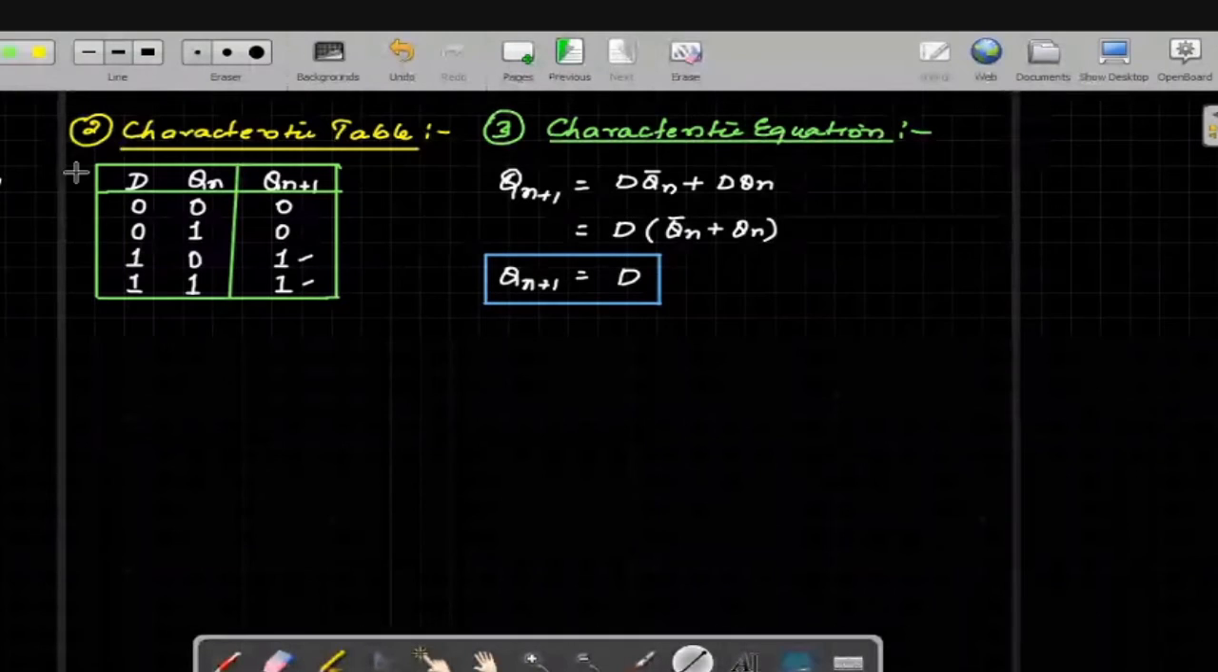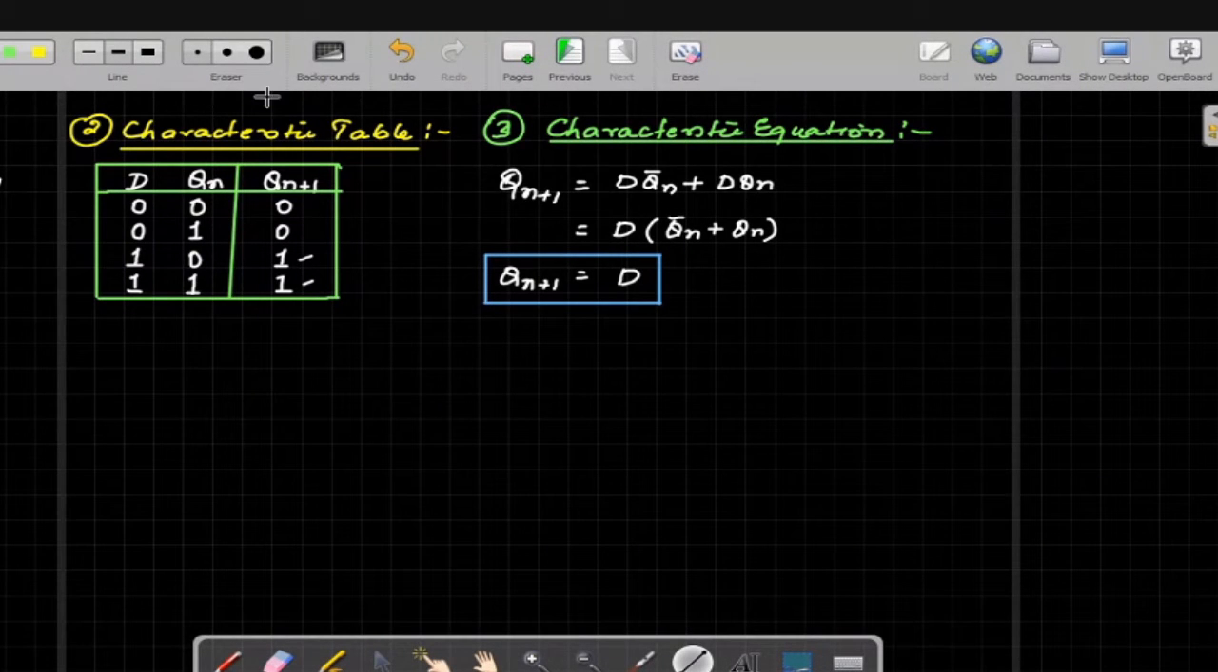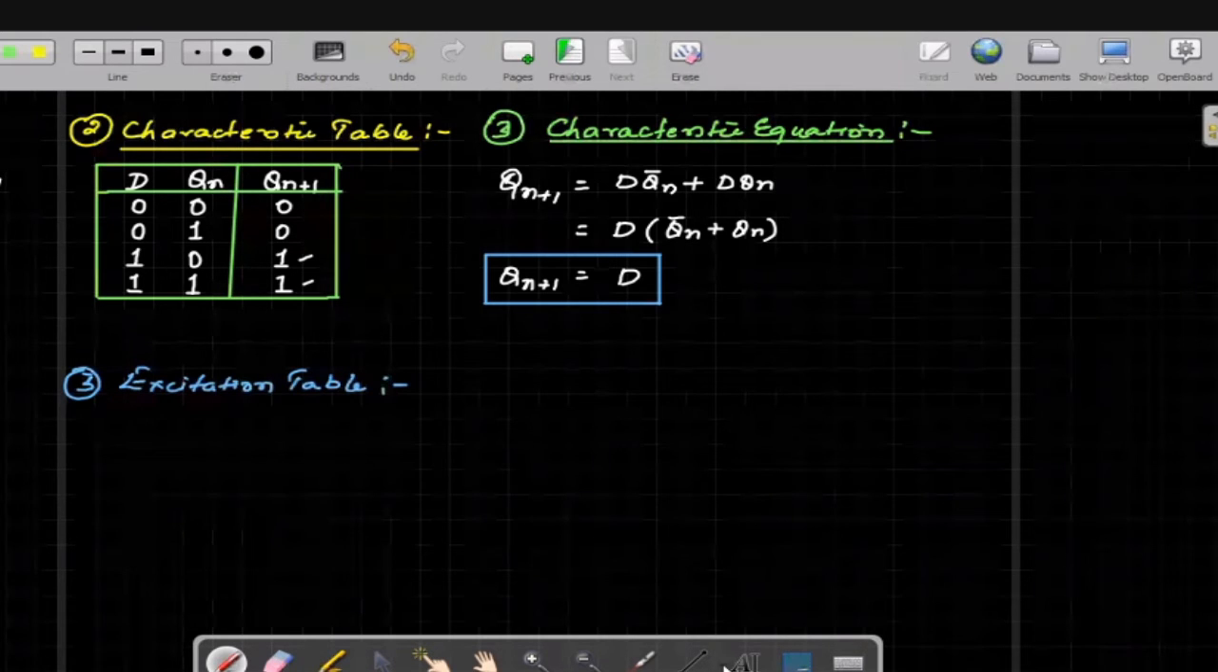Yes sir. So this is my third important parameter in context to our flip-flop study. And lastly, we have to make the excitation table. What does it mean by excitation table?